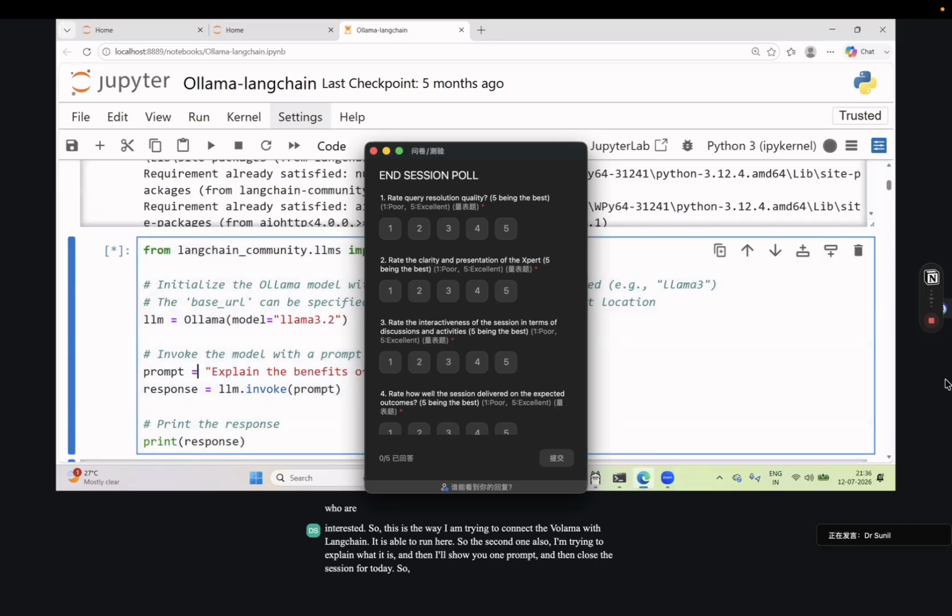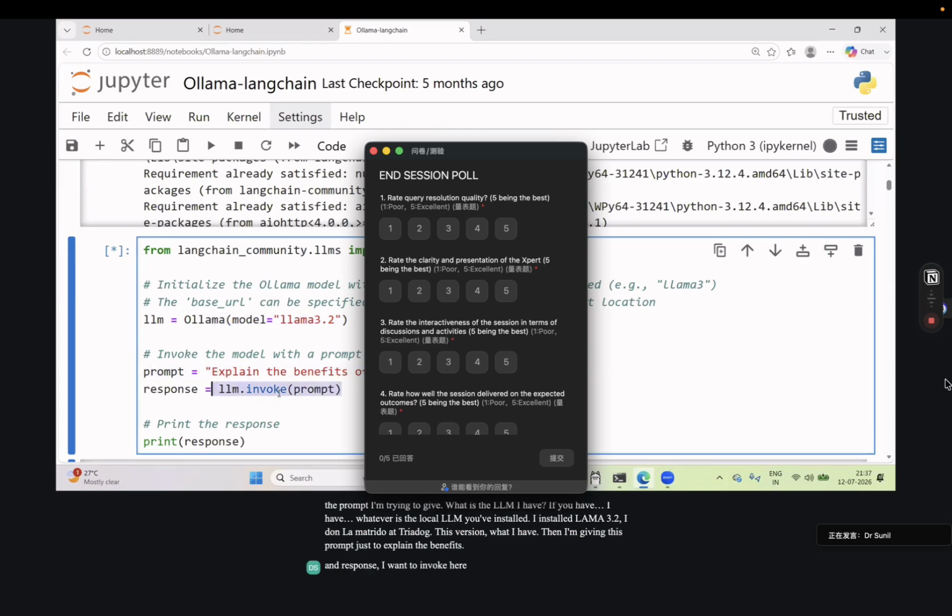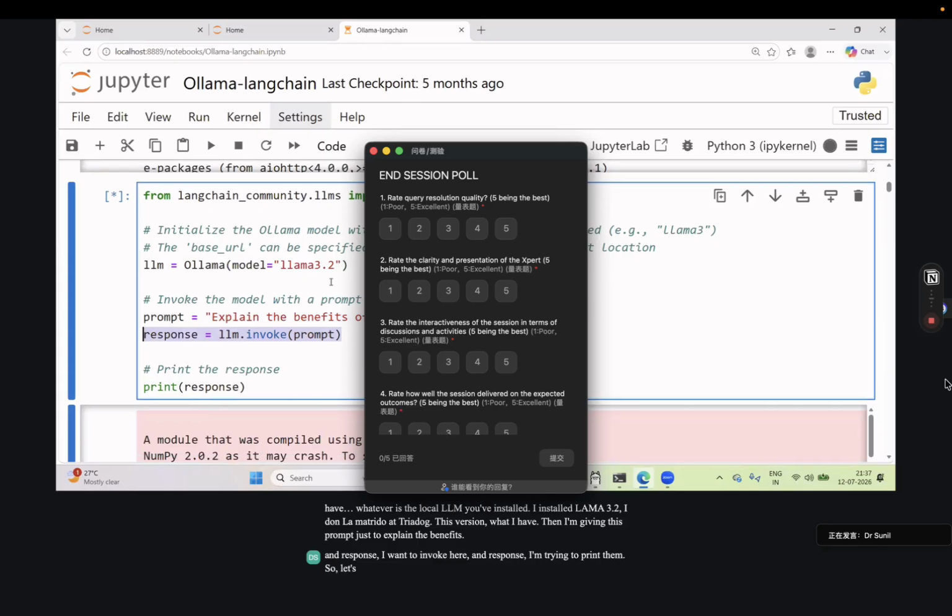The prompt I'm trying to give is: explain the benefits of local AI in simple terms. What is the LLM I have? Whatever local LLM you installed. I installed Llama 3.2. I don't have Mistral or Llama 3.3 and so on. This is the version I have. Then I'm giving a prompt just to explain the benefits, the response I want to invoke here, and the response I'm trying to print. So let's see.